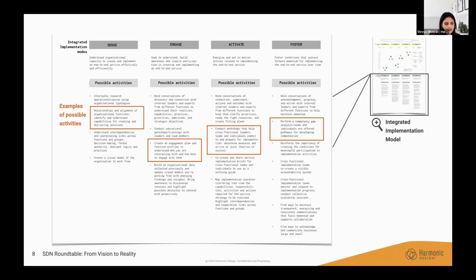Similarly, if you look at Engage, the one that I have highlighted, you could create an engagement plan and create some organizational profiles or function profiles so that you can understand who we're interacting with, how to best engage with them, and how to continue to push implementation efforts forward.